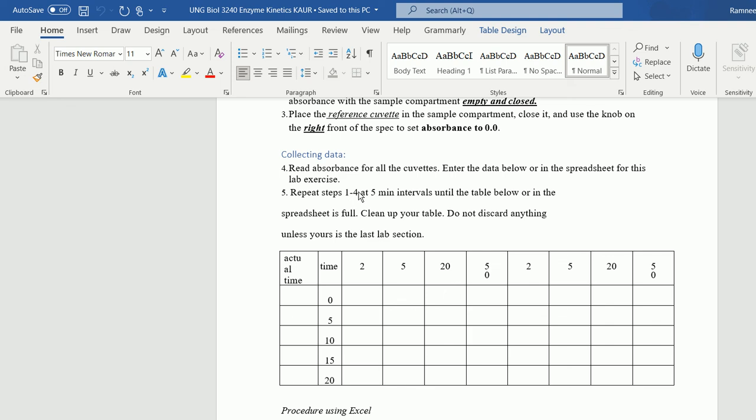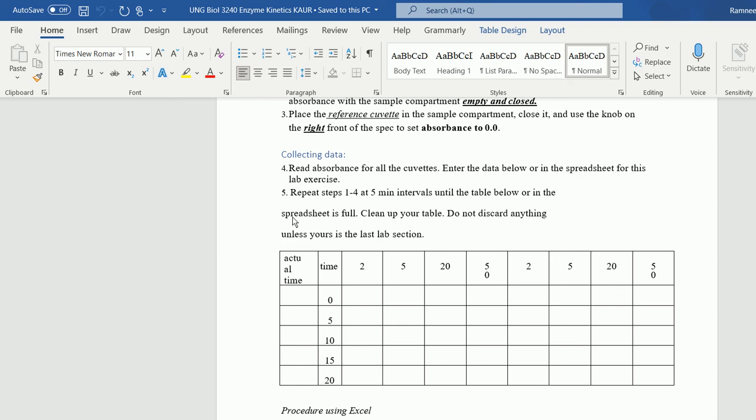So basically, once you add the enzyme in, suppose this is your pH 8.2, and this is a cuvette with 2 millimolar substrate. This is a cuvette with 5 millimolar substrate, 20 and 50. pH 8.2, pH 9.5. So once you add the enzyme, your reaction starts. So you have to take the reading after 5. Once you add the enzyme, that's a 0 minute. You have to read the absorbance here. Then after 5 minutes, you have to read the absorbance for the same cuvette. Then another 5 minutes, another 5 minutes, another 5 minutes.